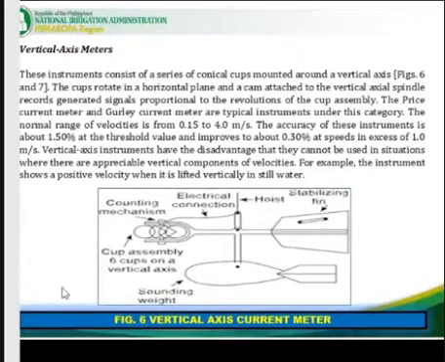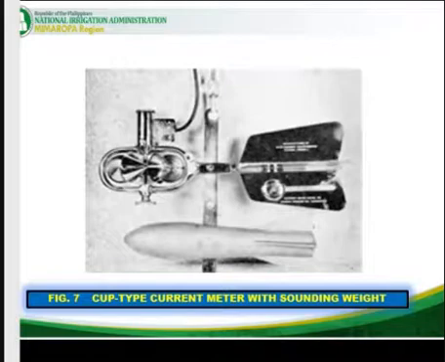So in this case, the different parts of this current meter: this is the sounding weight. We call this the torpedo. The main purpose is to hold the current meter in place. Then the stabilizing fin, the hoist, the support, electrical connections, and then this is the cup, the one rotating that will measure the velocity. Now this is immersed in water in order that you can measure the velocity. Yeah, that is how it looks like. The cup type current meter with sounding weight.